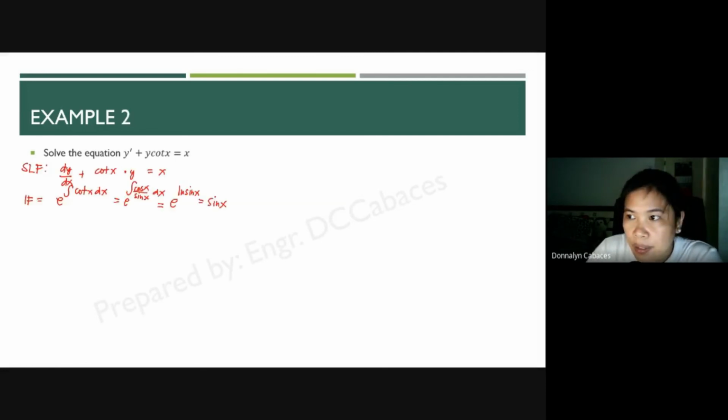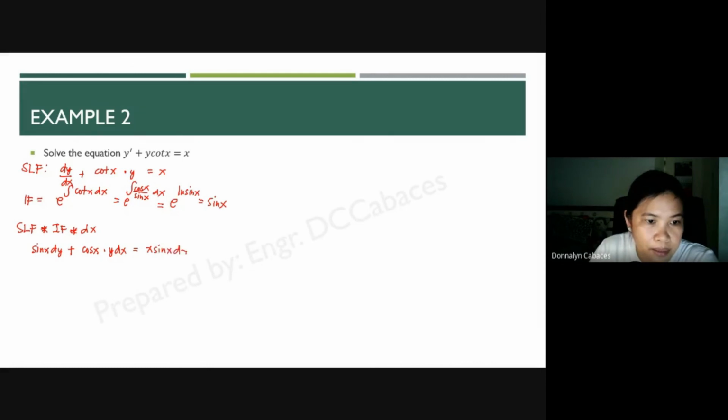Then after that, you multiply again your IF with SLF and dx. So SLF times IF times dx. So you have sine x dy plus, again, cotangent is cosine x over sine x times sine x. So remaining now would be cosine x times y dx is equal to x sine x dx.